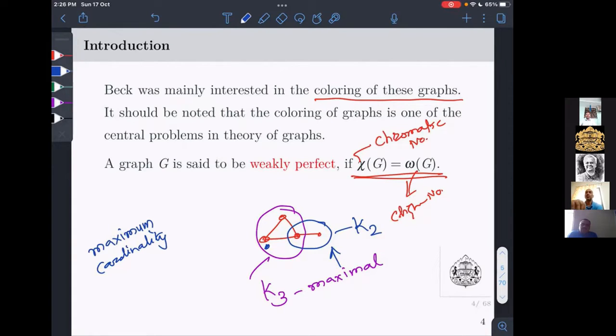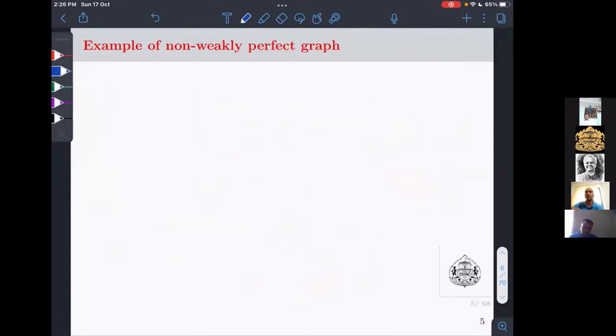Whenever they coincide, what is the usual relation? The usual relation is that omega(G) is always less than or equal to chi(G). This is a very well-known relation. We say that if equality holds, then the graphs are known as weakly perfect graphs. In the last lecture, we observed a few graphs which are derived from the ring R. Now let me give you some examples of non-weakly perfect graphs.